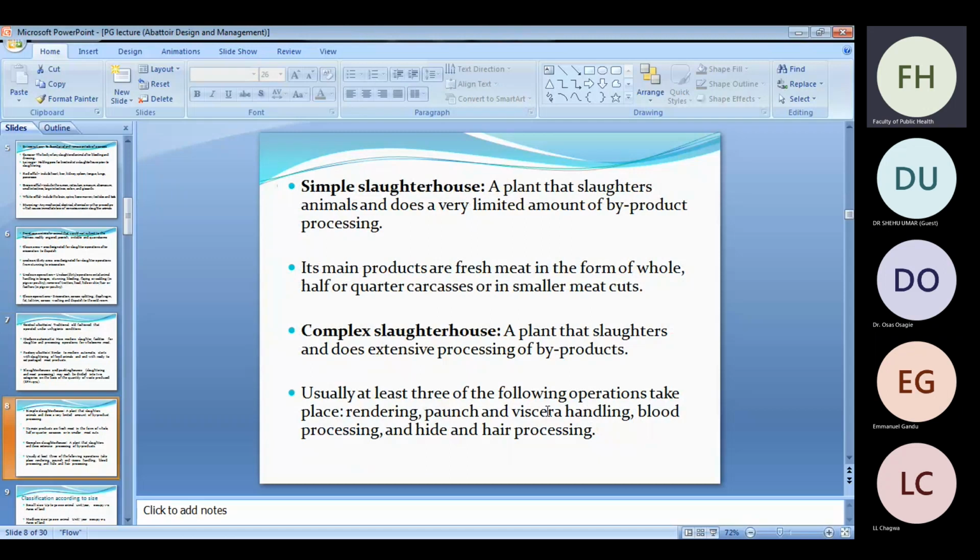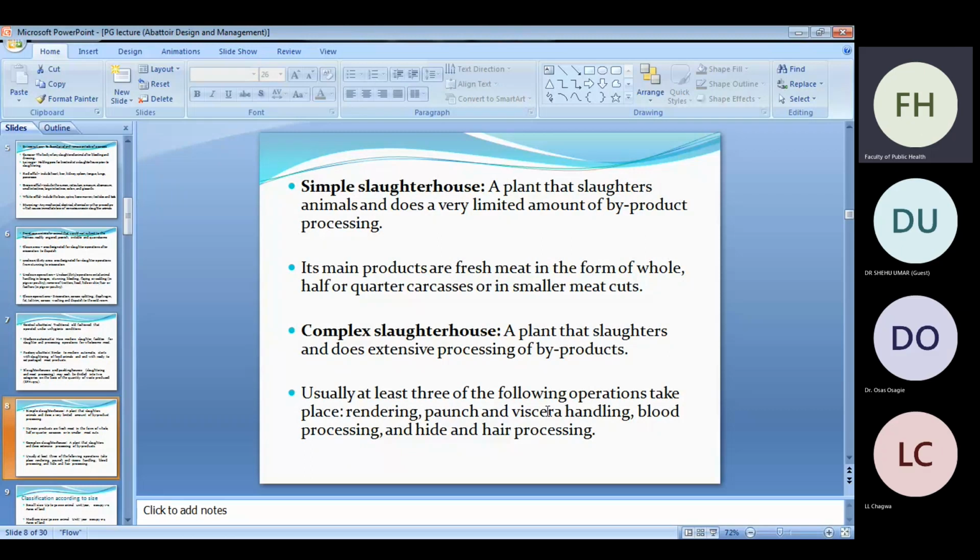So we also say we can have simple slaughterhouses based on the activities being carried out, or they can be complex in a way that they do more than one activity. Not only slaughtering of animals, but they also do other things to produce a finished product or packaged byproduct. In a simple abattoir, the main product is just fresh meat. That's what you have in simple slaughterhouses. What you go there for is just to get slaughtered meat. But in a complex slaughterhouse, you have other activities in relationship to the slaughtered meat, including rendering, visceral handling, blood processing, and hide and skin processing.